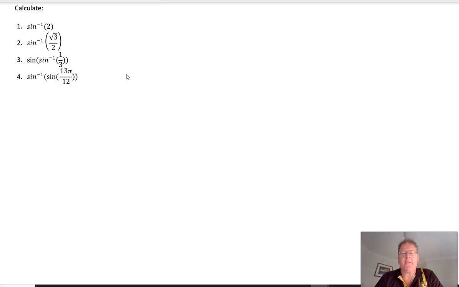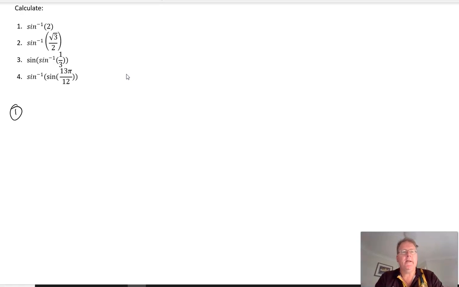just remembering the slight change in the domain and range for the cosine function, and then again the change in the domain and range for the tangent function. But for sine, we're very familiar with the minus pi on 2 to pi on 2 and so forth. So what we're going to do is look at each of these examples in turn. So let's first of all look at the first one.